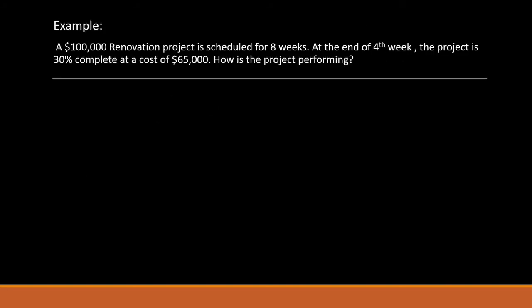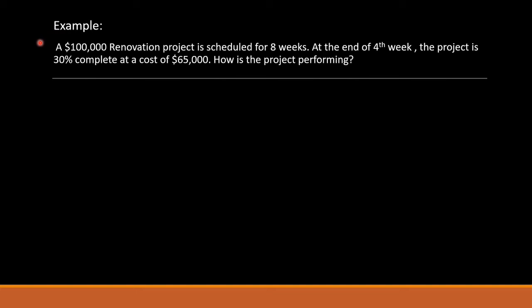So we have a question here. We have a renovation project. The question says a $100,000 renovation project is scheduled for 8 weeks. At the end of the 4th week, the project is 30% complete at a cost of $65,000. How is the project performing?